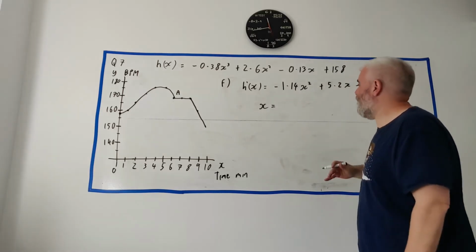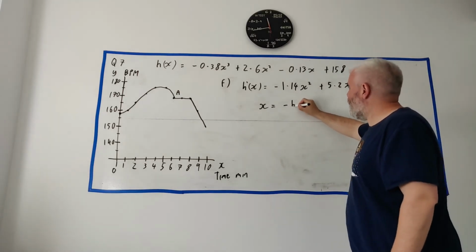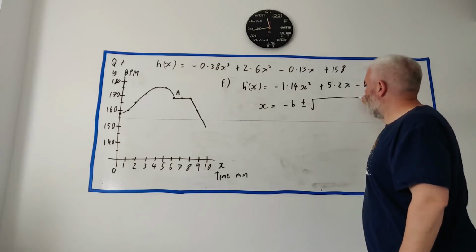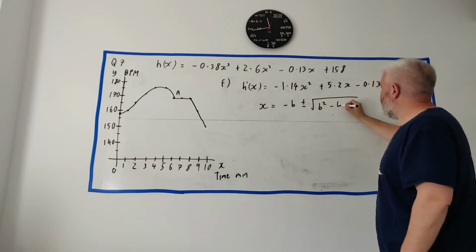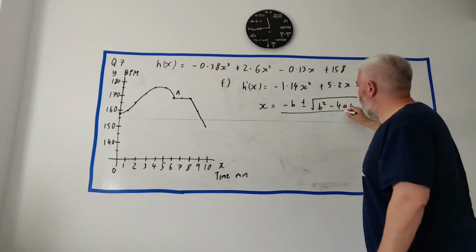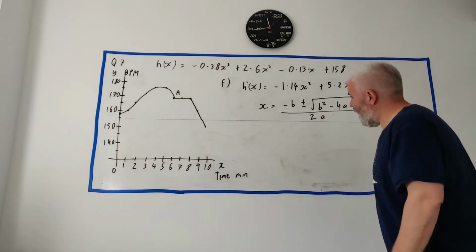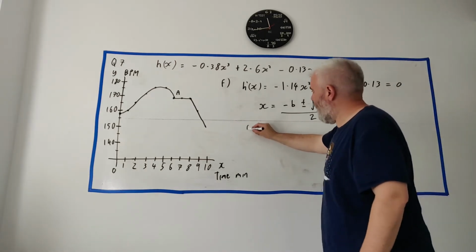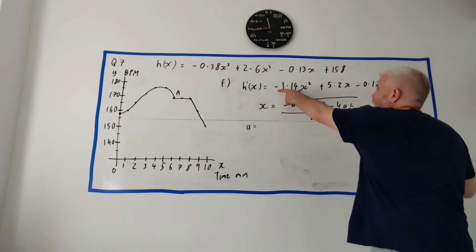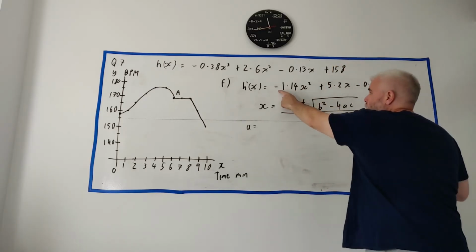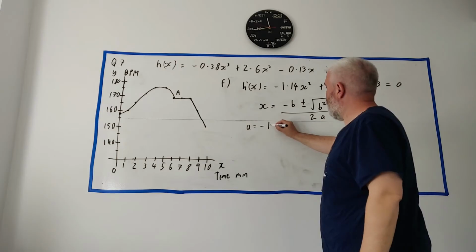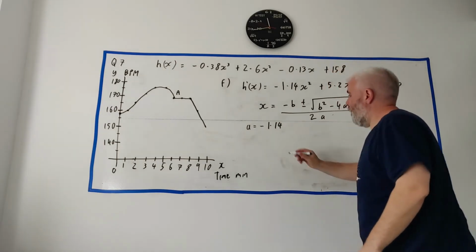This formula is given to you in the exam. It's minus b plus or minus the square root of b squared minus 4ac, all divided by 2a. Now what's a, b and c? a is equal to this number in front of the x squared. Don't forget the minus: minus 1.14.